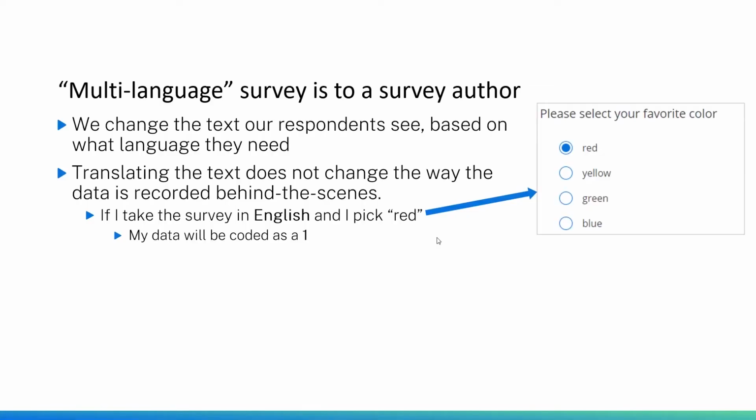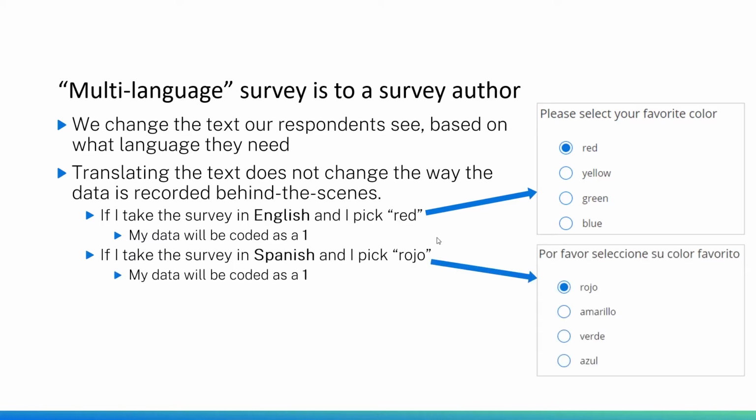Something to keep in mind is that translating the text itself doesn't change any of the programming on the back end. If I'm taking a survey in English and I pick the first option, red, my data will be coded as a 1. If someone else goes through the survey in Spanish and picks rojo, their data is still going to be coded as a 1. So we're not changing anything on the back end when we translate our survey.